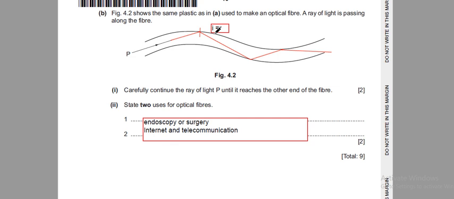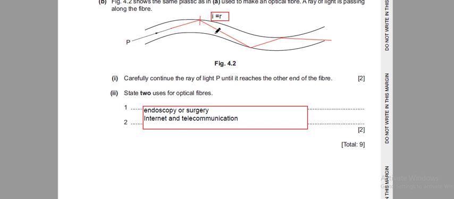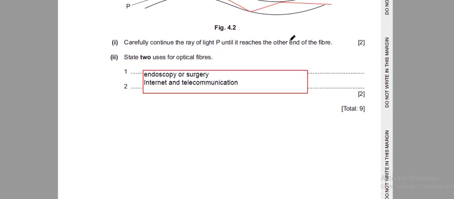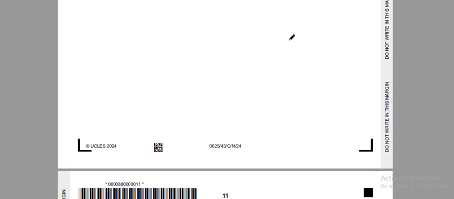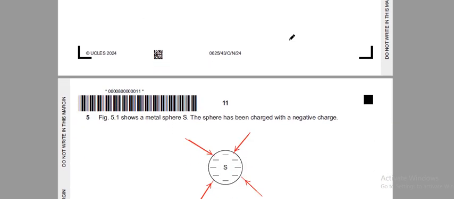Fiber optics. Here the ray enters and it will undergo total internal reflection. No refraction here. So here is the first total internal reflection, and here is the second one until it goes outside. It is used in endoscopy or surgery for medical applications, or in telecommunication and internet applications.